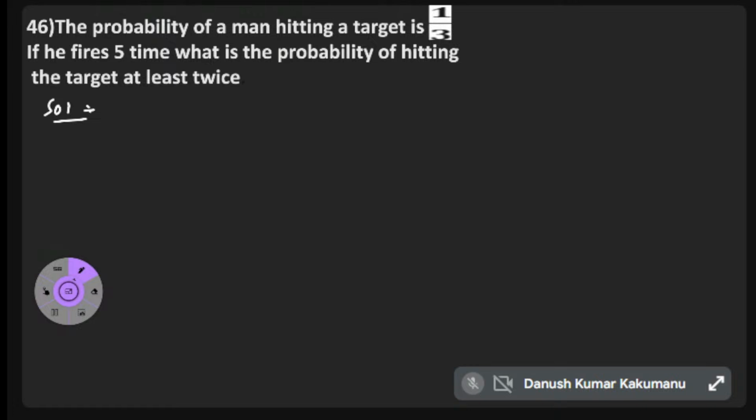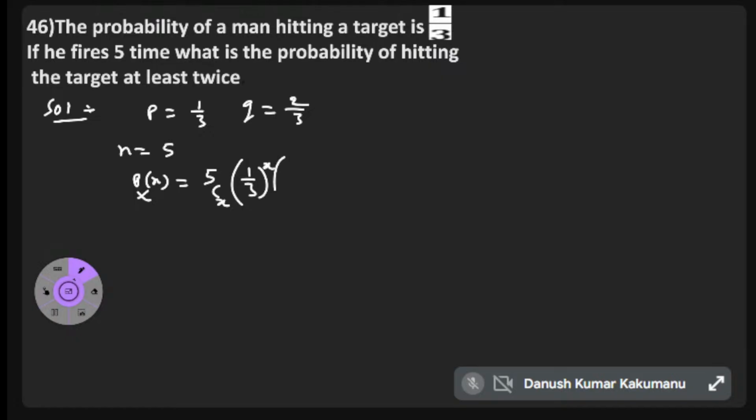What is the probability of the man hitting the target? 1 by 3. P is 1 by 3 means what? What is the Q value? P is 1 by 3, Q is 2 by 3. So N value is what? 5. How many times is he firing? 5 times. N value is 5. What is the P of x here? P of x is equal to 5Cx, P to the power of x, Q to the power 5 minus x.